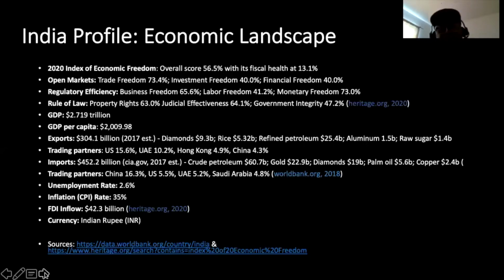And then the unemployment rate in India is about 2.6%, and the inflation rate about 35%. Foreign direct investment inflow into India is about 42.3 billion US dollars, and the currency is Indian rupee.